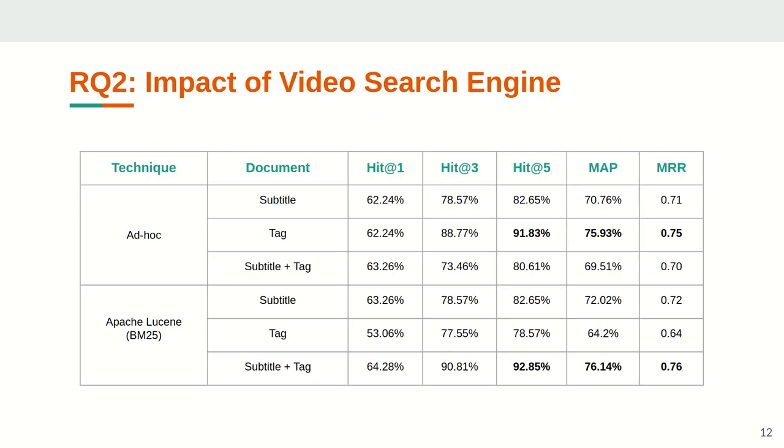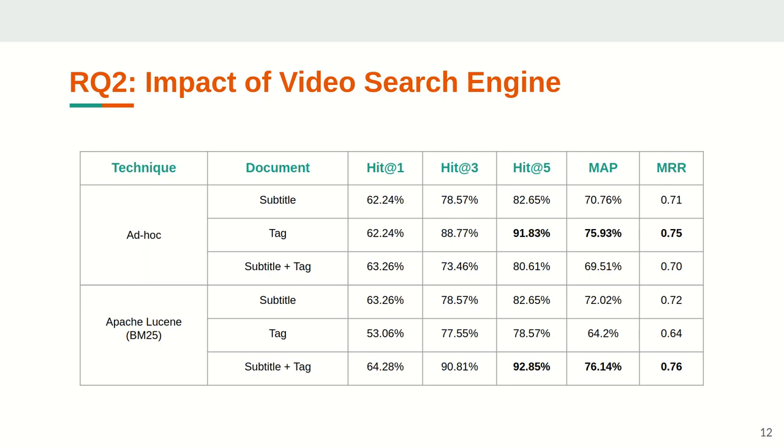TechTube employs a search engine module in order to return better results. In TechTube, firstly we used an ad hoc search engine that works using the cosine similarity method, but after that we suggest using Apache Lucene with the BM25 algorithm. In order to test these search engines, we examine these two methods in different manners using different performance metrics.